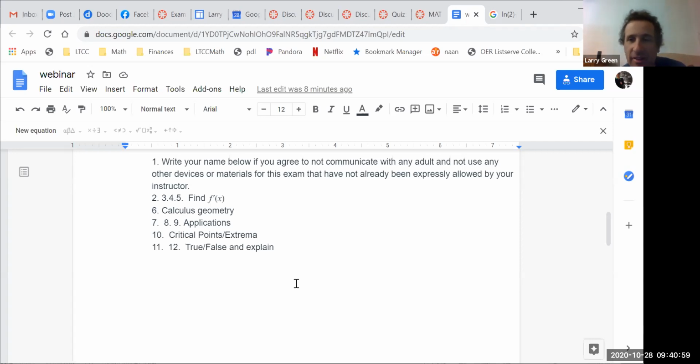So number 10 is going to be not the same problem as a quiz, but the same ideas. And then number 11 and number 12 are true, false, and explain. Now you've been doing true, false questions on the homework assignments, or the chapter section assignments, I should call it. The difference though is for the exam, like exam 1, you can't just say true or false. You also have to explain why it's true or why it's false. So basically these are proof problems.